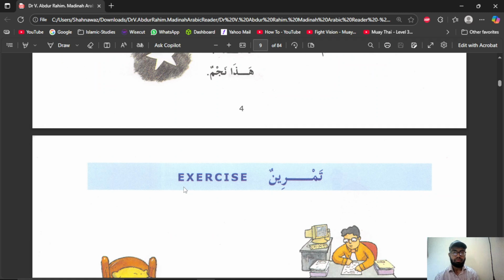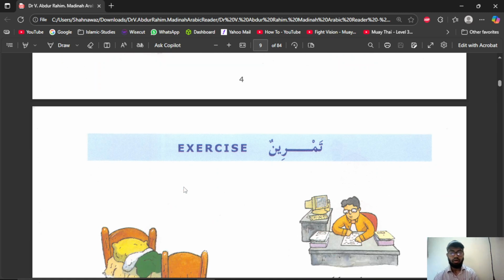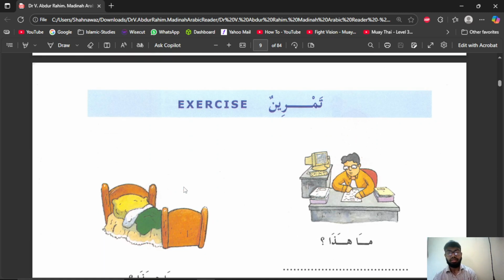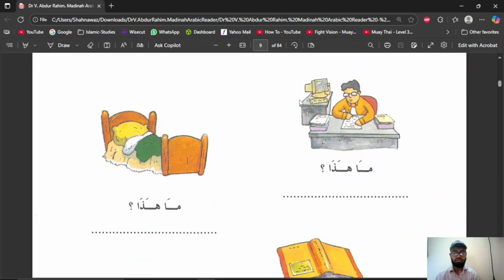Alright, so we have come to the end of the lessons, and now we will do exercises. Exercises in Arabic is called tamreen. Tamreen means exercises. So whatever you have studied from lesson 1, you just have to use those sentences here. So for example, we have mahada. What is this? So if you look at the picture, this looks like a desk. So you say hada maktabun.